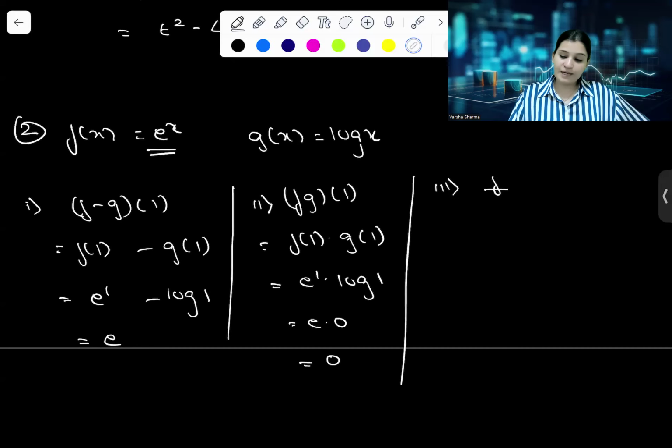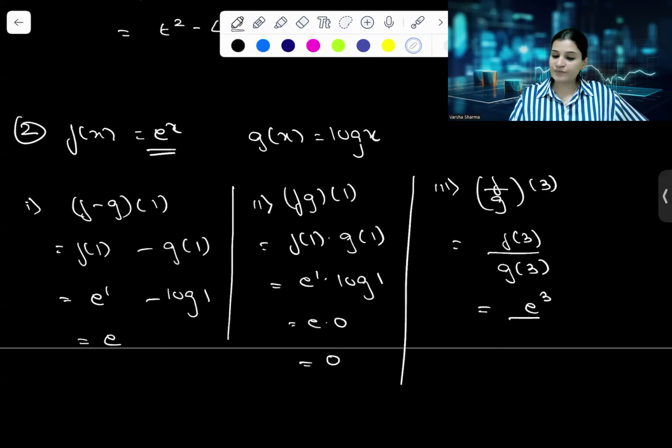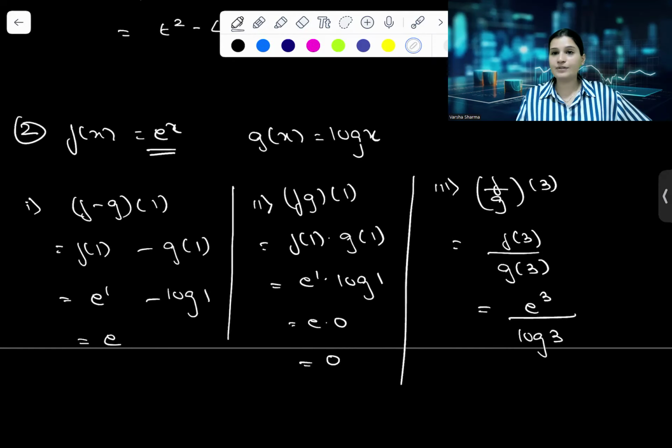Third, f by g of 3. This is f of 3 by g of 3. f of 3 is e cube. g of 3 is log 3. Yes, any doubts? No more.